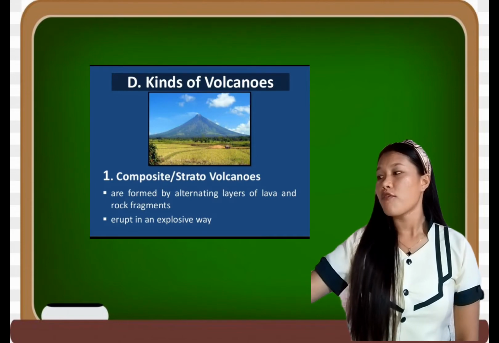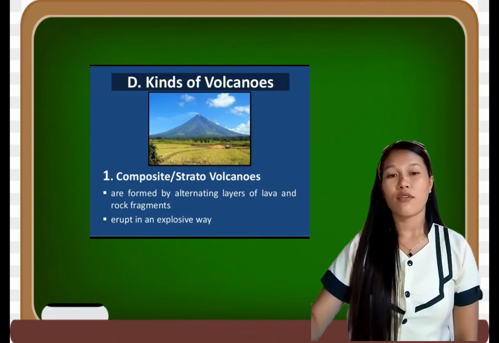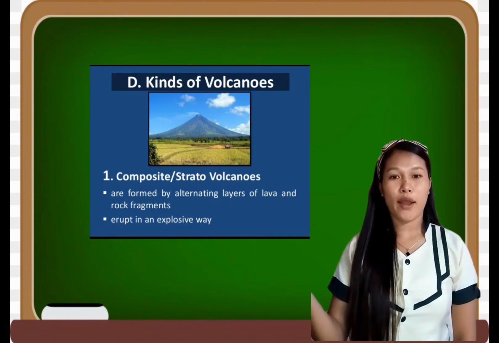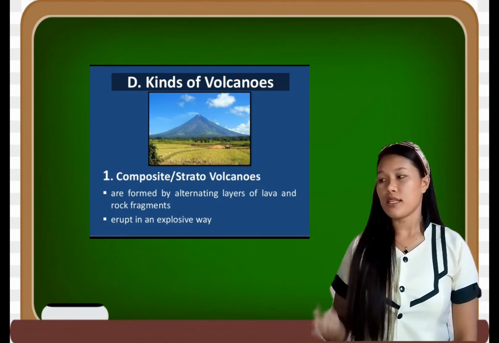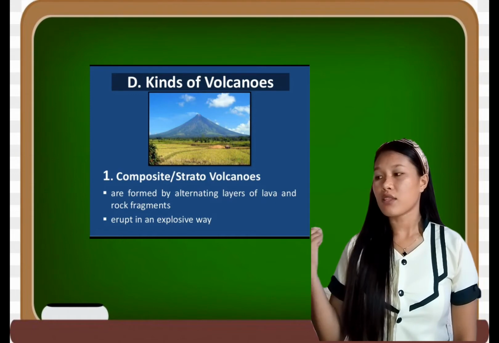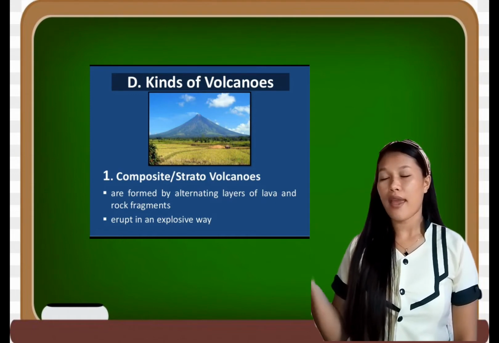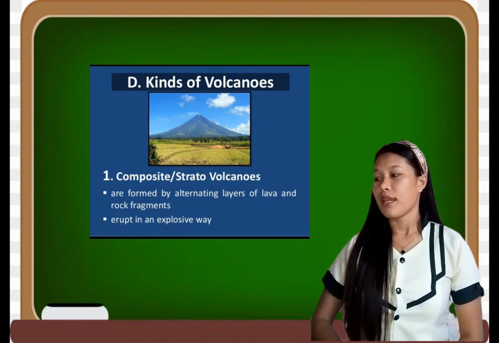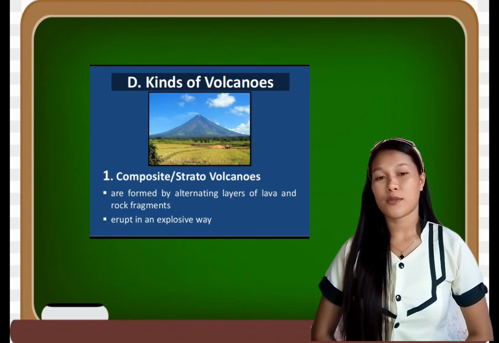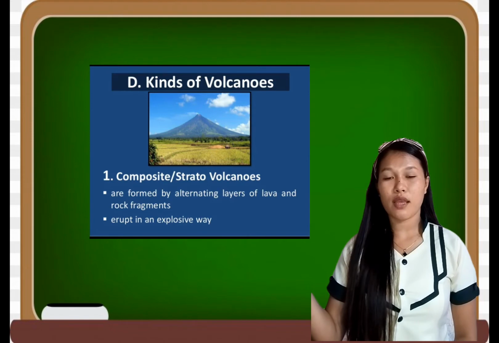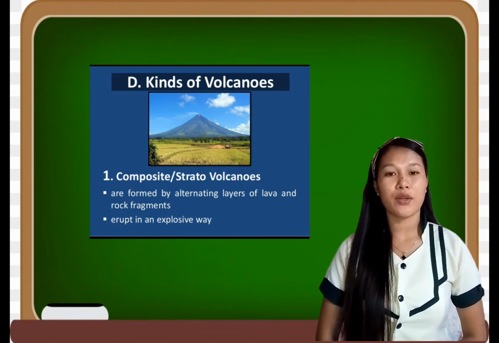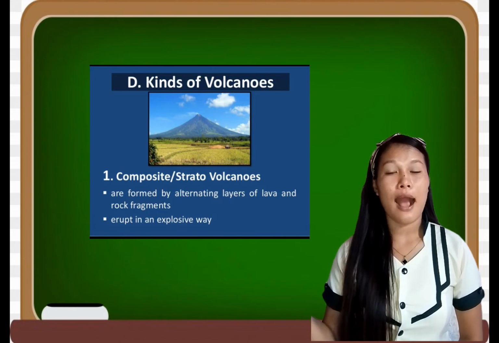There are four kinds of volcanoes. The first one is the composite or stratovolcano. It is formed by alternating layers of lava and rock fragments. It erupts in an explosive way. So an example of composite or stratovolcano is our Mayon volcano that can be found in Albay.